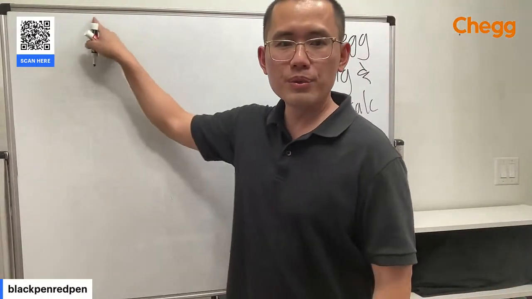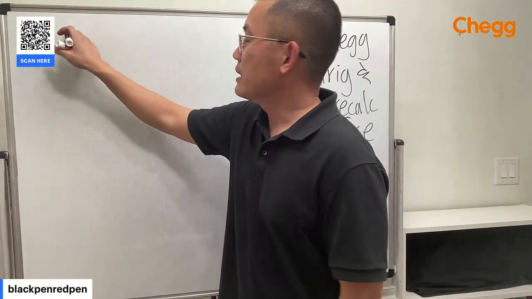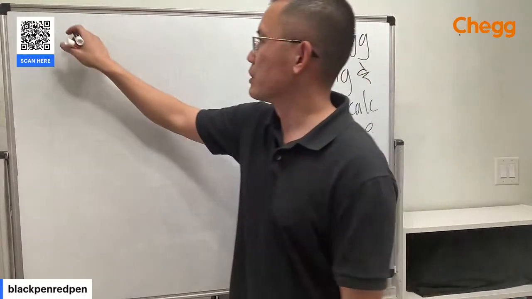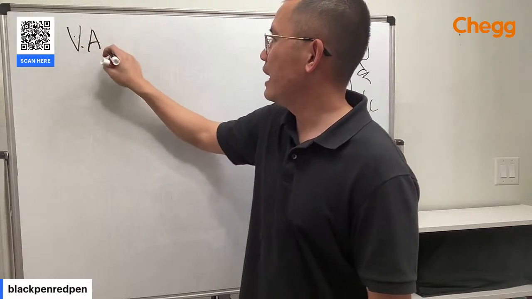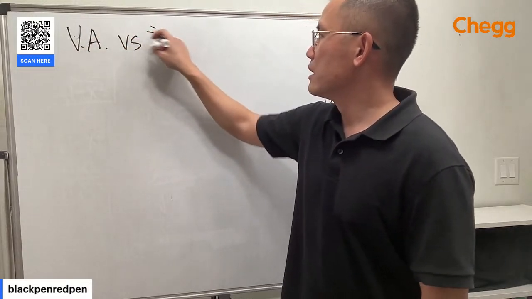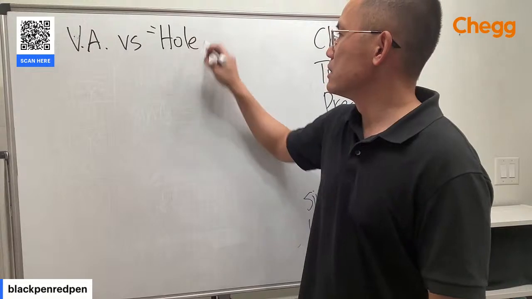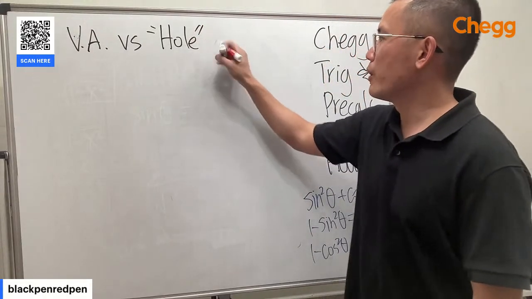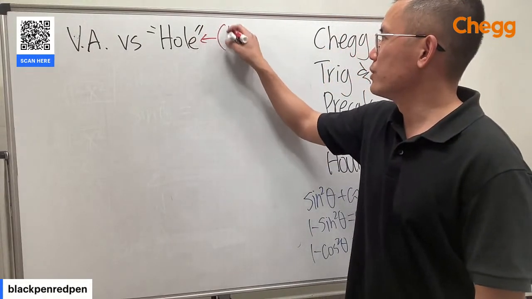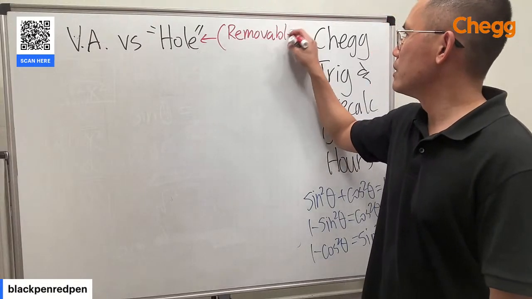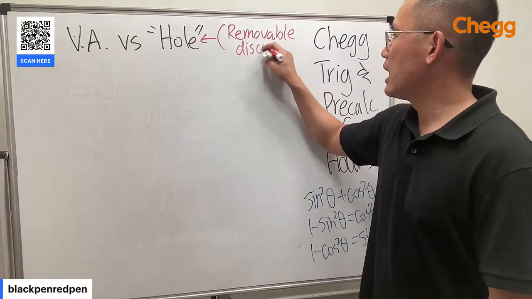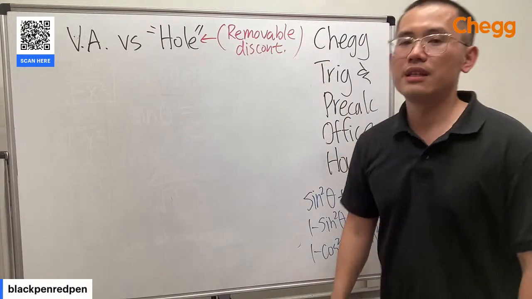So I'm going to just put it right here. Let's focus on the vertical asymptote, VA, versus the hole. And this right here is also called the removable discontinuity, but that is more of a calculus term.